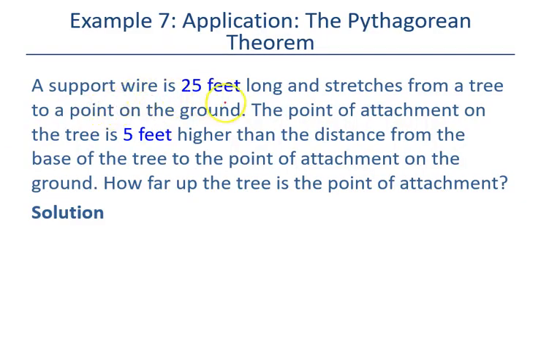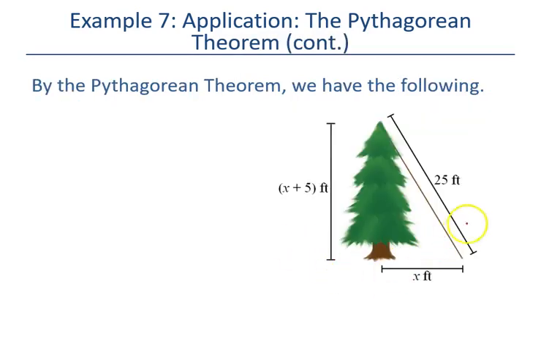A support wire is 25 feet long and stretches from a tree to a point on the ground. The point of attachment on the tree is 5 feet higher than the distance from the base of the tree to the point of attachment on the ground. How far up the tree is the point of attachment? Well, they've already given us a nice little picture here that we'll look at.